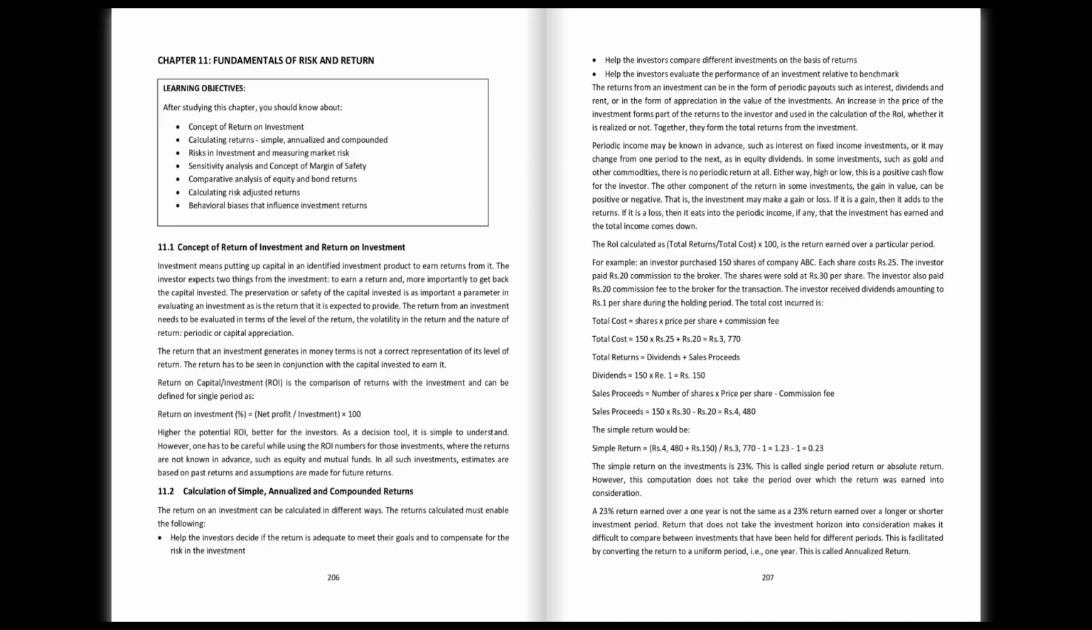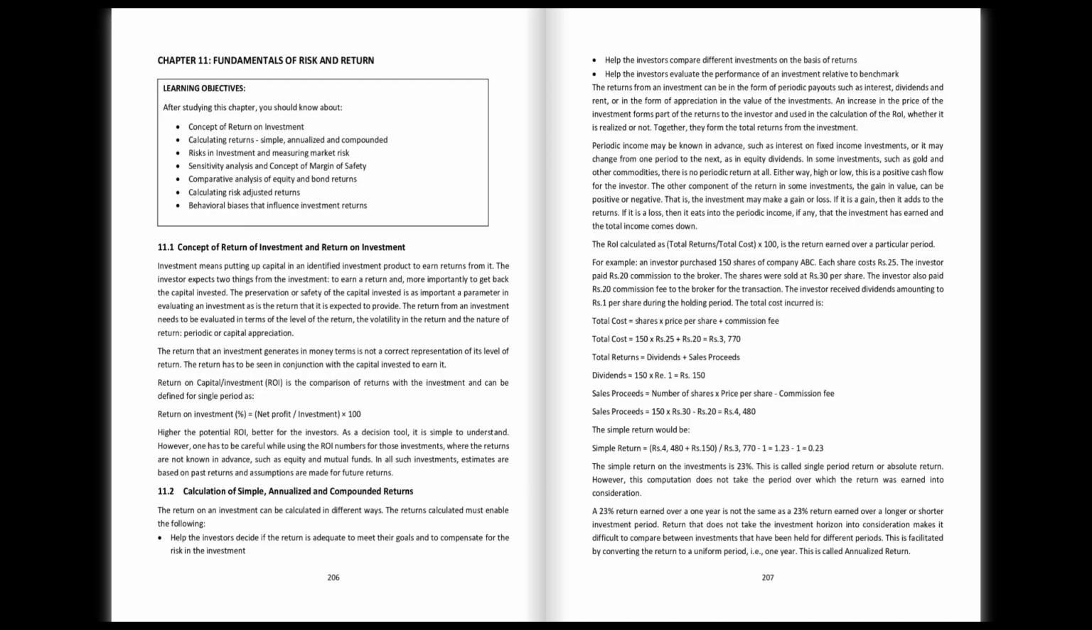The simple return on the investment is 23%. This is called single period return or absolute return. However, this computation does not take the period over which the return was earned into consideration. A 23% return earned over 1 year is not the same as a 23% return earned over a longer or shorter investment period.